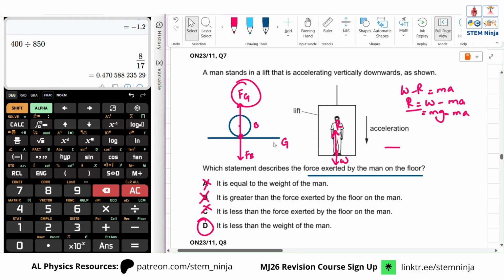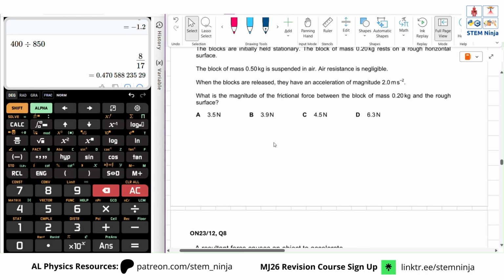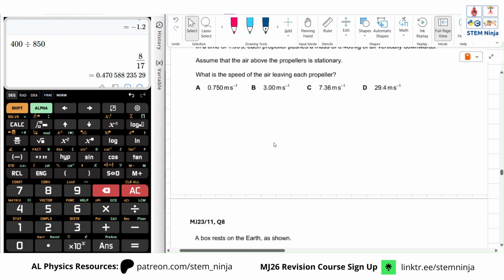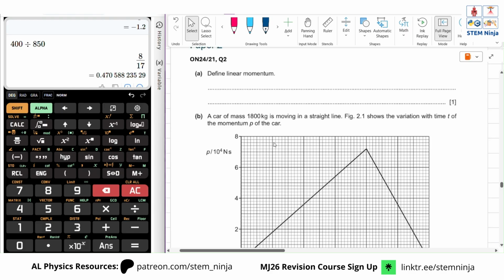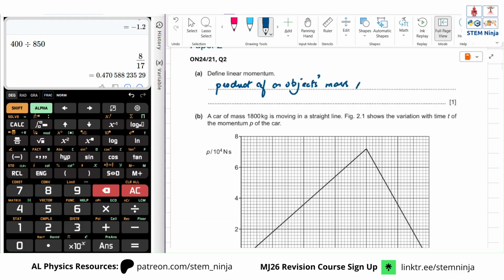All right, let's try some paper 2 questions. Define linear momentum. Linear momentum is the product of an object's mass and its velocity.